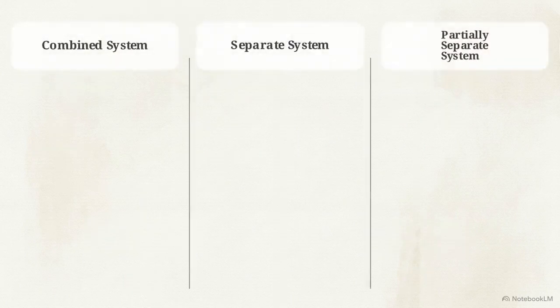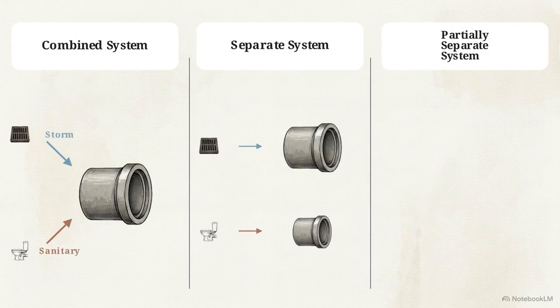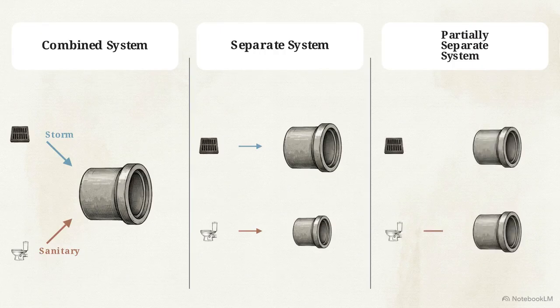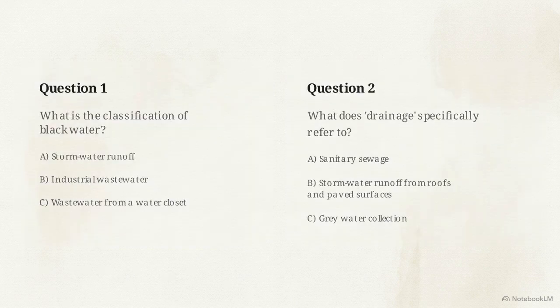There are three primary ways to physically transport these flows. A combined system uses one large pipe for everything. A separate system uses two isolated pipes, one for sanitary sewage and one for stormwater. Finally, a partially separate system carries most sanitary waste in one line, but allows initial rainwater from rooftops to enter as well. Mixing up these source definitions with the physical pipe configurations is the most frequent reason students lose marks in this module. Let's apply these definitions to questions 1 and 2.